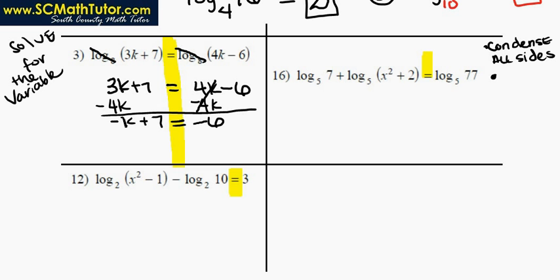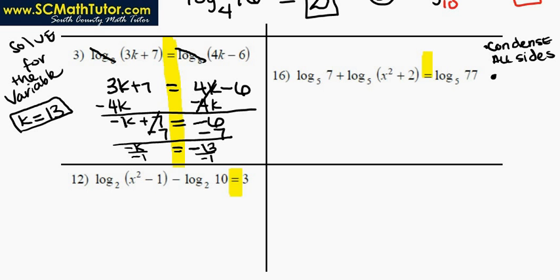Now I want to get all the numbers on the right side. So I will subtract 7 on both sides. Okay, so negative k is equal to negative 13. Now you have negative k, just divide by negative 1 on both sides so that your variable k is equal to 13. And that is my answer.